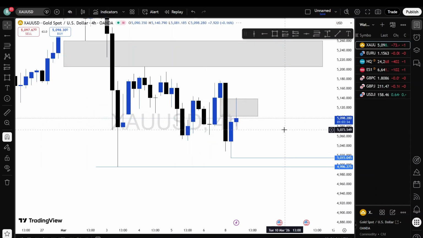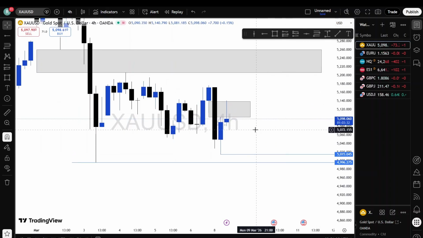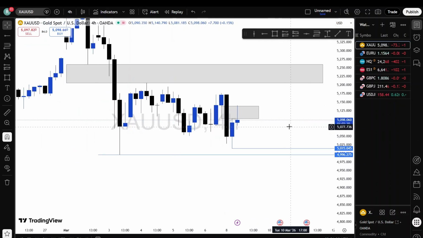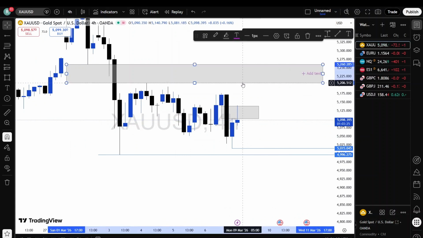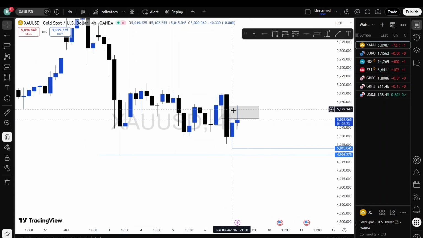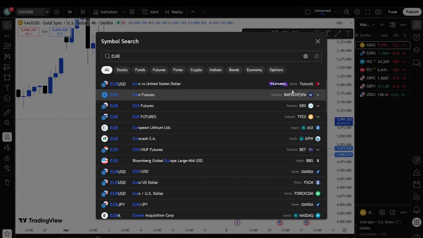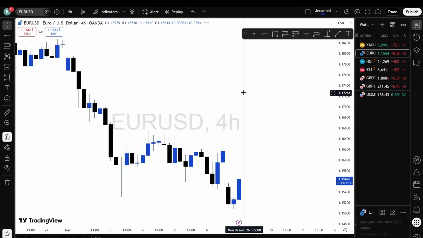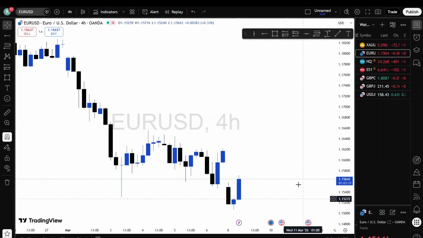We'll have to check the lower time frame also, and accordingly we need to plan the trade. Till 4-hour we can analyze. Let me delete this daily FVG because it's very far. The 4-hour bearish FVG is near. Now let's go to EURUSD. Let me delete everything.